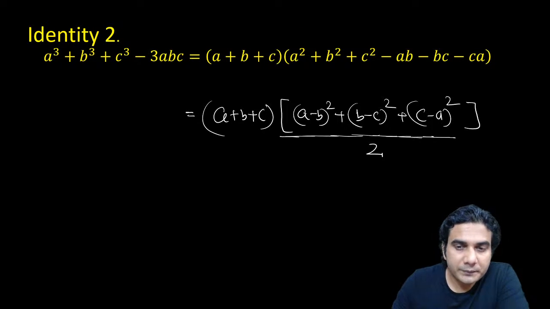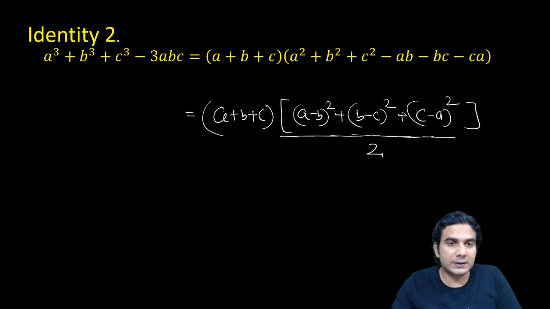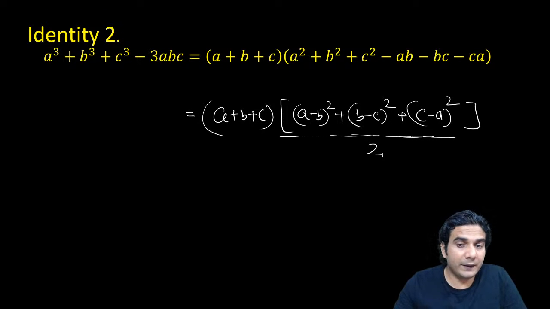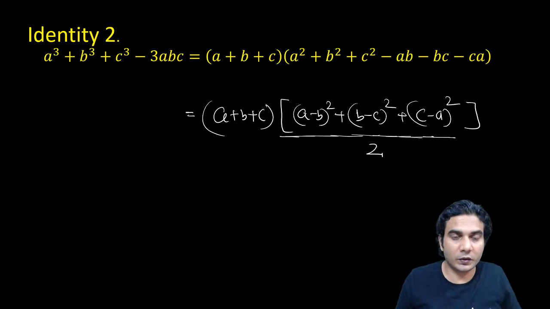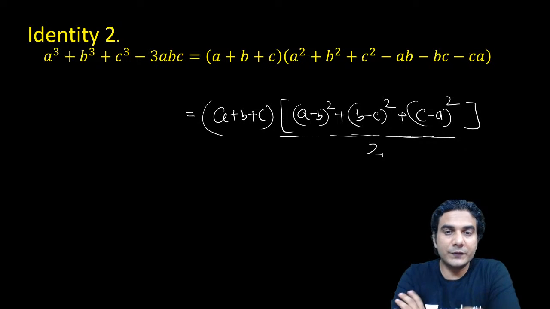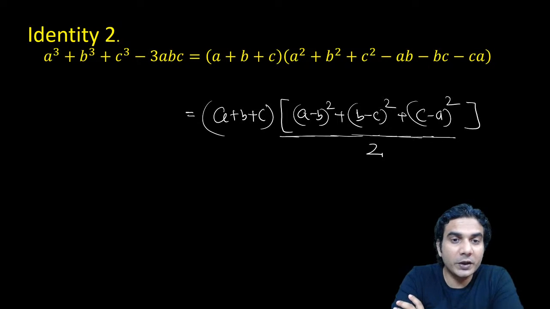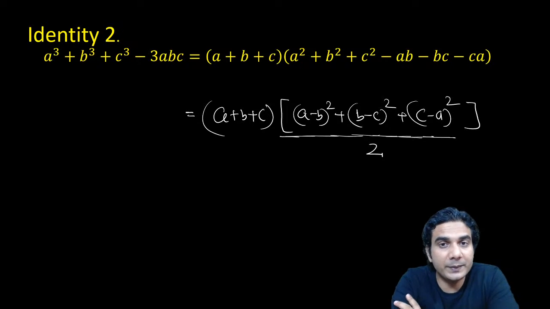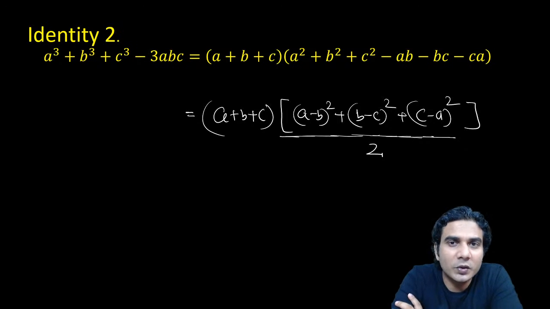Now see, if a plus b plus c is equal to 0, then what will happen? The right-hand side will become 0. Then we'll get a cube plus b cube plus c cube is equal to 3abc. Similarly, if a square plus b square plus c square minus ab minus bc minus ca is equal to 0, that means a is equal to b is equal to c. Then again we'll get a cube plus b cube plus c cube is equal to 3abc.